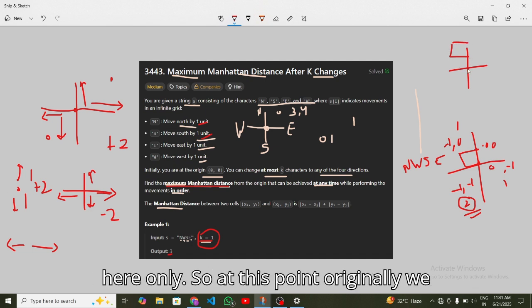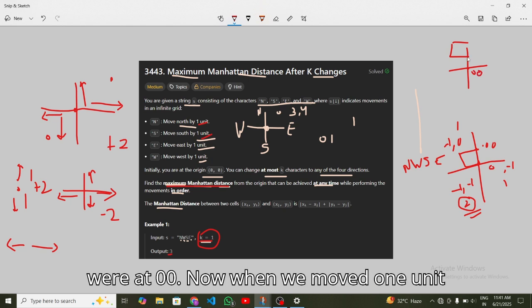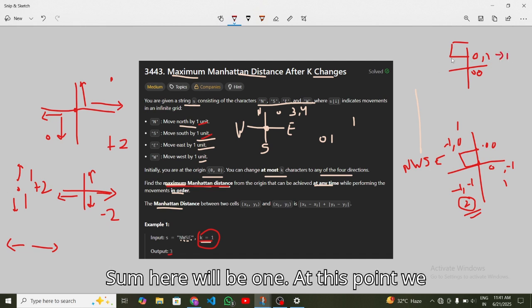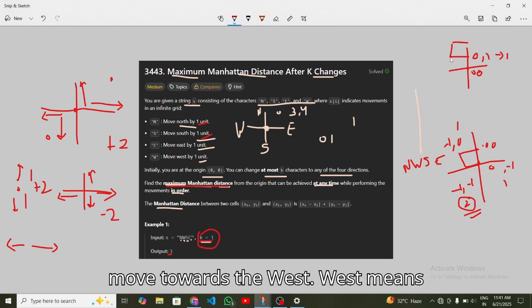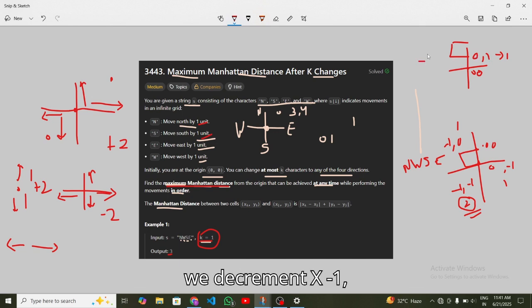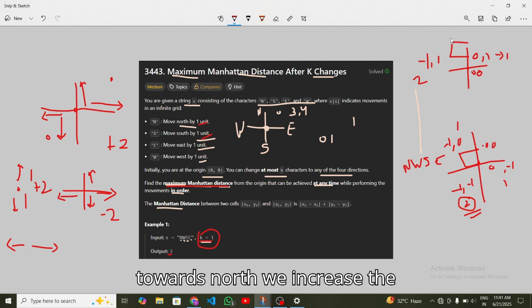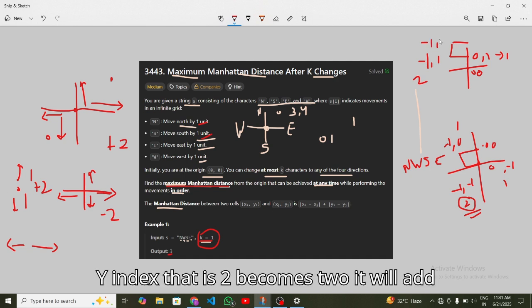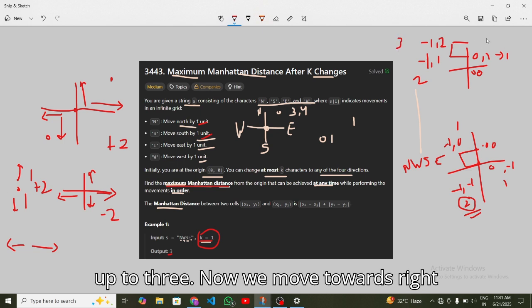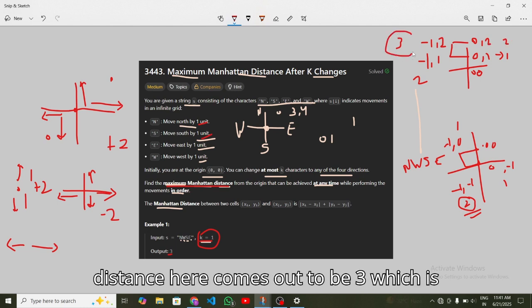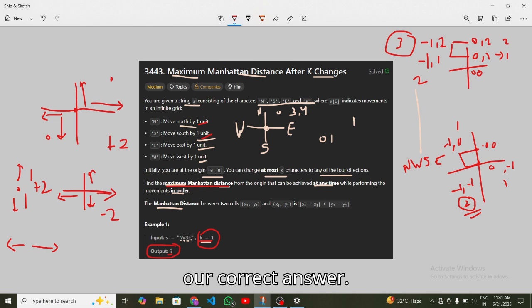So at this point, originally we were at 0, 0. Now when we move 1 unit towards the y-axis, it will be 0, 1. So the sum will be 1. At this point, we move towards the west. West means we decrement x, minus 1, comma 1. It will lead to 2. Now we move towards north. We increase the y index, that is 2. It becomes minus 1, 2, and it will add up to 3. Now we move towards the right, that is x will increase, that is 0, comma 2. It is 2. So the maximum Manhattan distance here comes out to be 3, which is our correct answer.